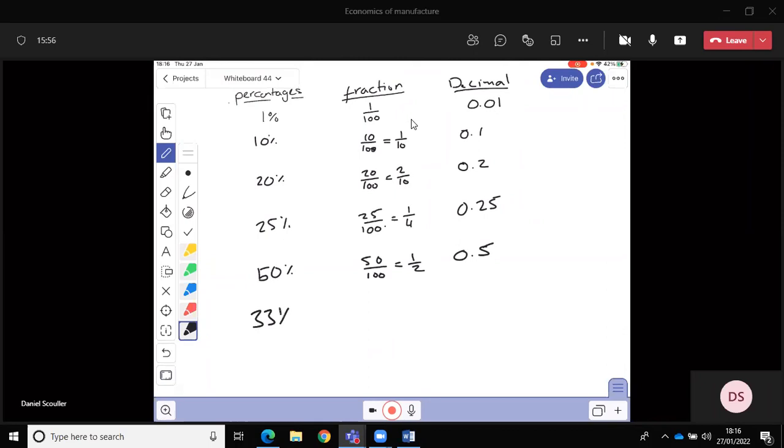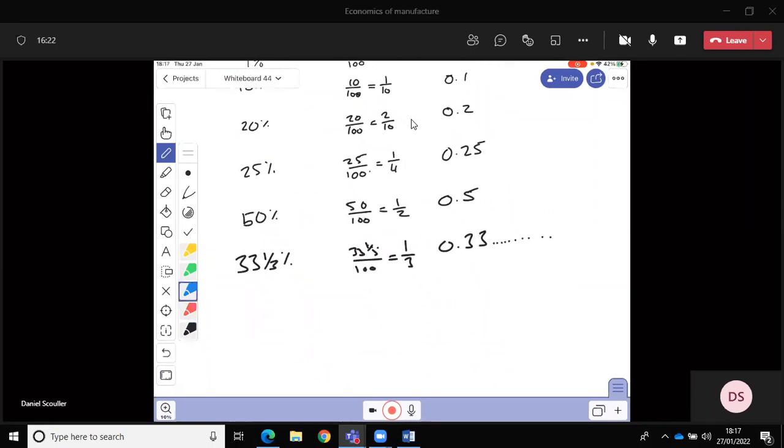33 1/3%. A third over 100, that can be written as 1/3. It's just an odd way of writing it. It's a third because those threes will just keep repeating, so you'll never get a whole number out of that. So it's just an odd way you might see that written, a third off. It's 33% effectively.